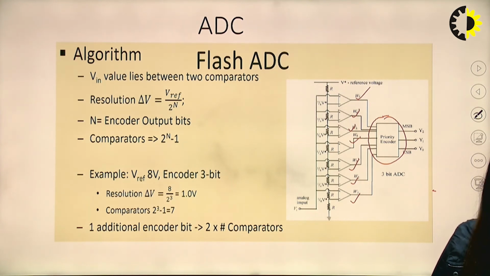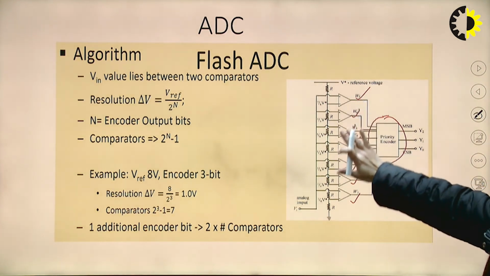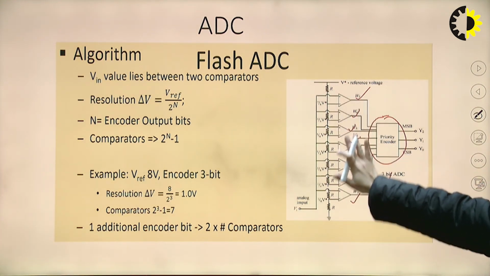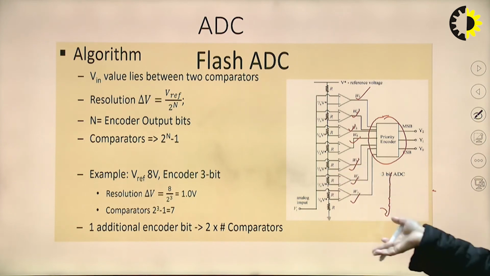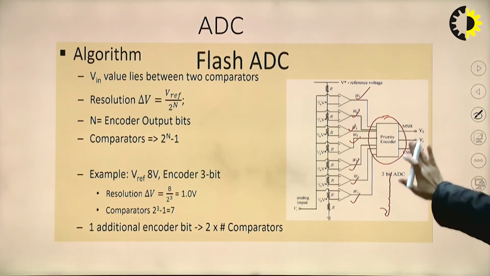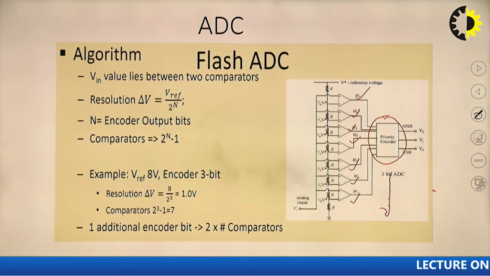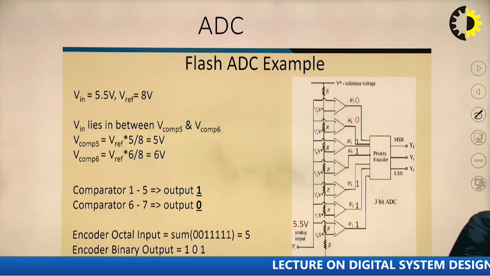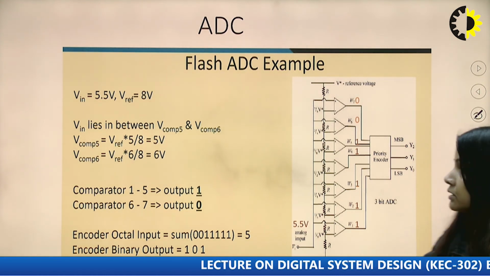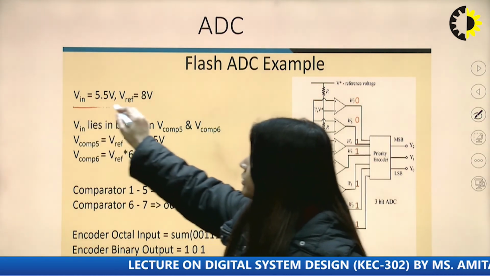All the op-amp outputs will be given to the priority encoder. So not to be confused by this, for 3-bit we will calculate the number of comparators, 2 raised to the power 3 minus 1, and then all the inputs will be given simply to the priority encoder, and according to the priority encoder functioning, we are getting the MSB and LSB from Y0 to Y2.